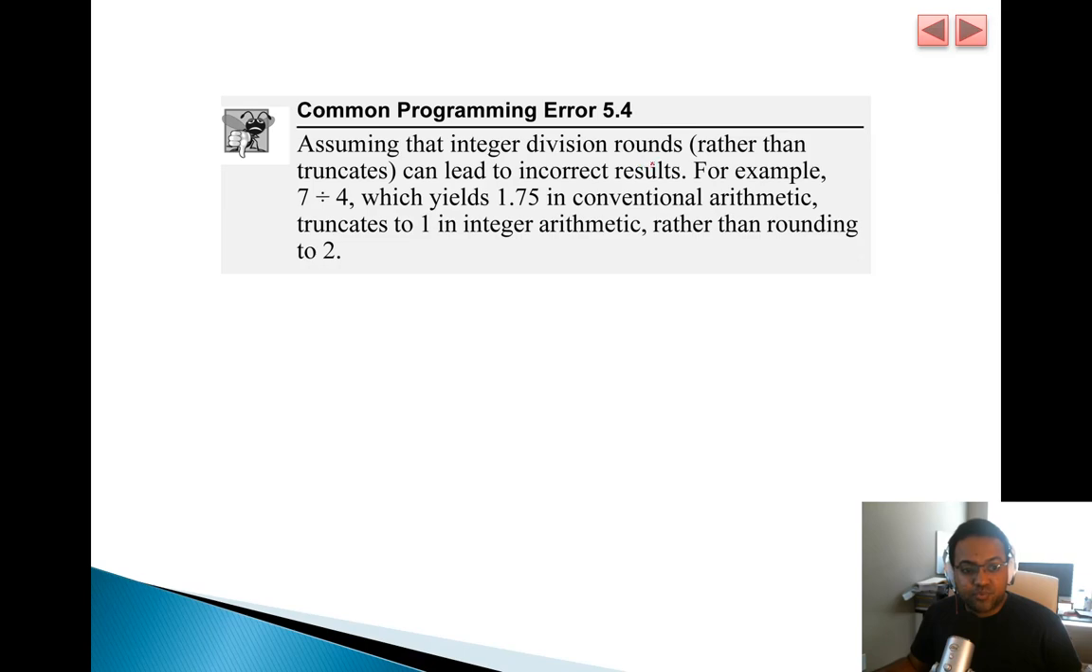Assuming that integer division rounds rather than truncates can lead to incorrect results. For instance, 7 divided by 4, which yields 1.75 in conventional arithmetic, truncates to 1. It doesn't round up or down, rather than rounding to 2. It'll always just truncate it to the whole number. It does not round if you use integers as data types.